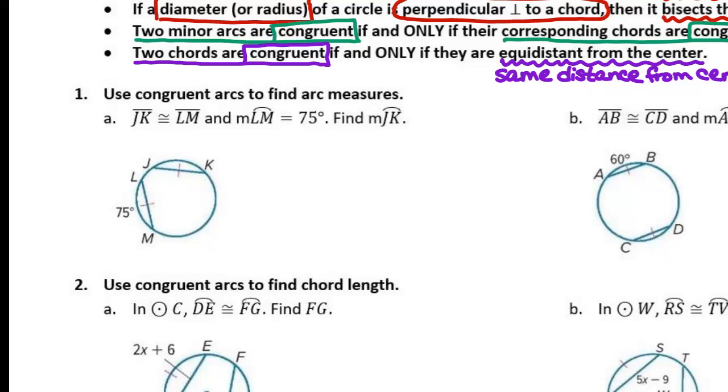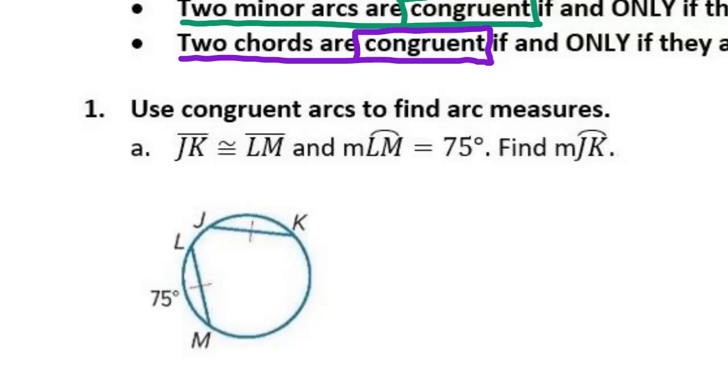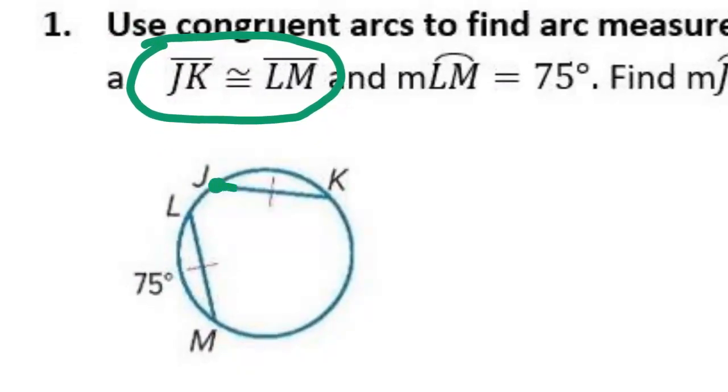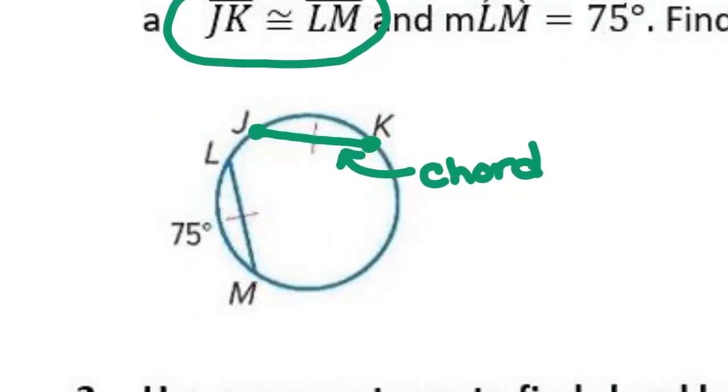Number 1, part A, it starts off by telling me that segments JK and LM are congruent. Well, here's JK. What part of a circle is JK? What would we call this segment? That's a chord, yes. Its endpoints are on the circle. It doesn't get another special name because it's not going through the center.